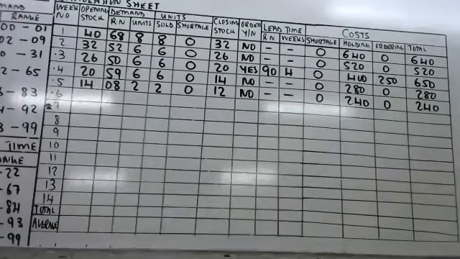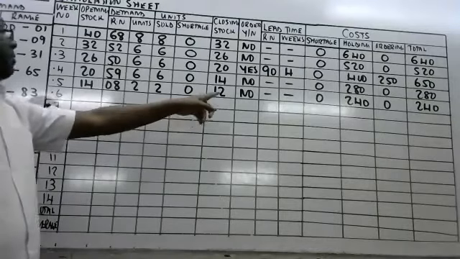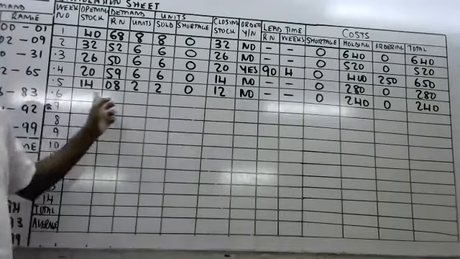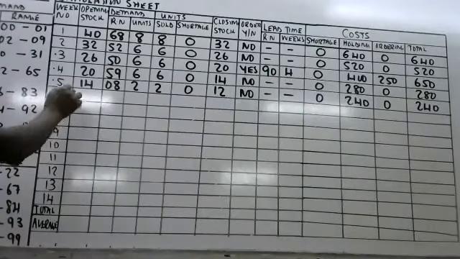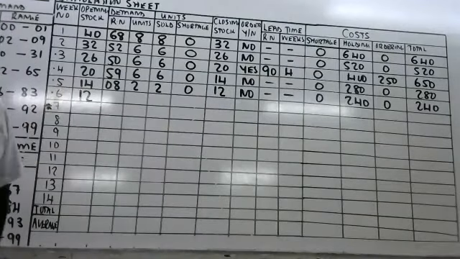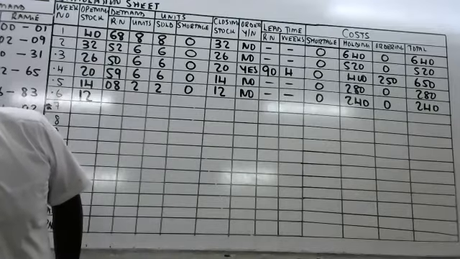We have 240. The next thing is week number 6. The closing stock of number 5 becomes the opening of number 6, which is going to be 12.